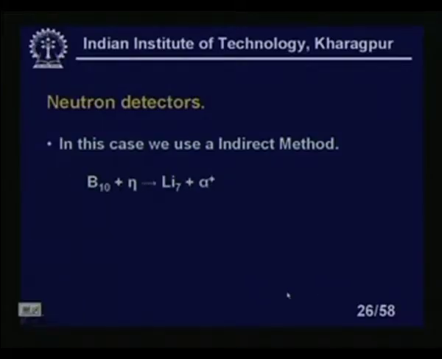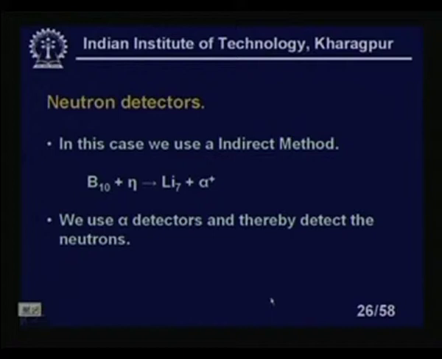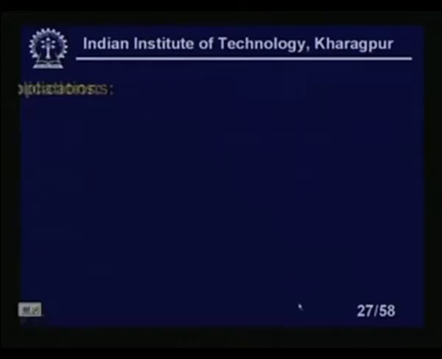Now, neutron detectors are slightly different, as you know. In this case, we use an indirect method. B10 plus neutron gives lithium plus alpha. We use the detectors to detect these products and thereby detect the neutrons.